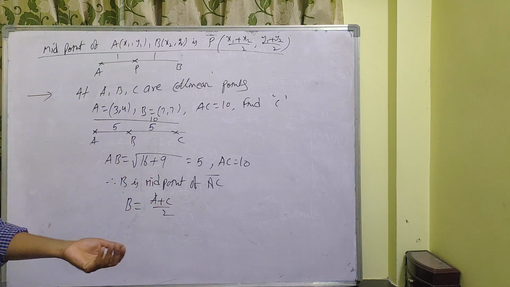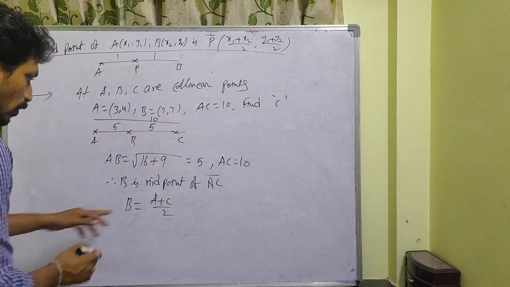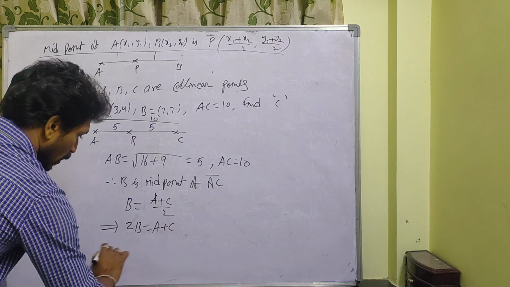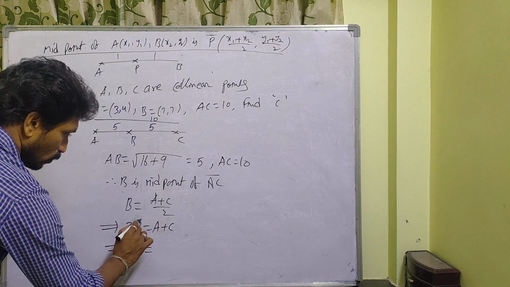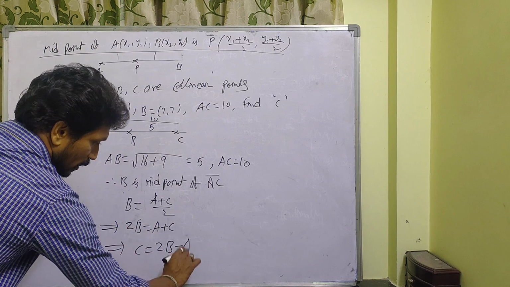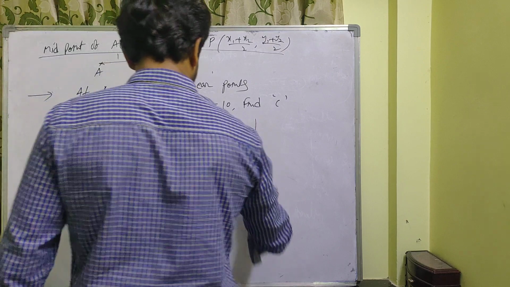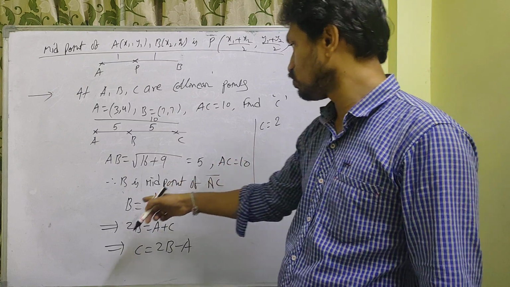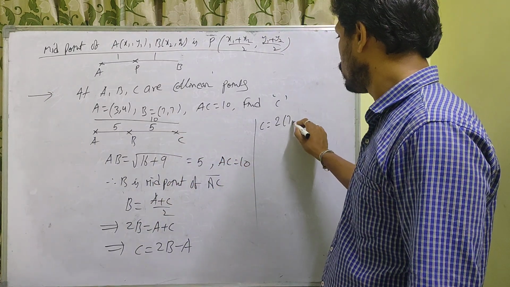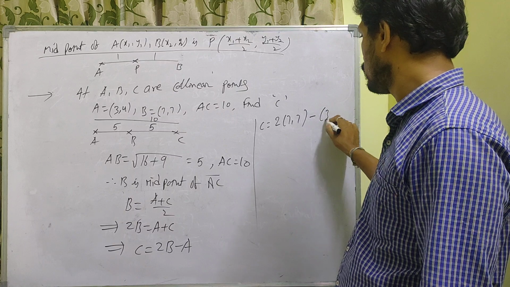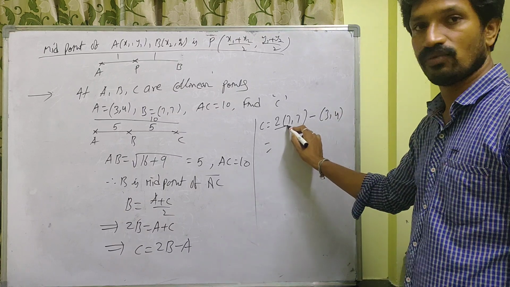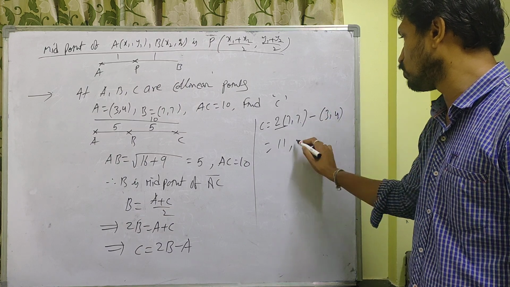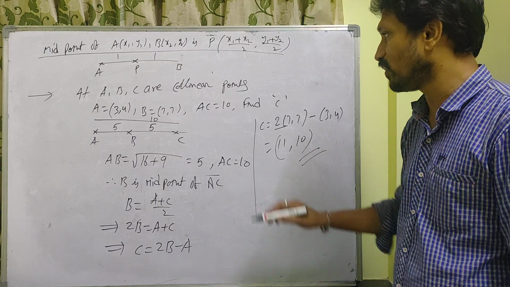So we need to find out C. 2B is equal to A plus C. That means C is equal to, transposing A to this side, 2B minus A. So C is equal to 2 into B, that is (7, 7), minus A, that is (3, 4). So 2 sevens are 14, 14 minus 3 is 11. 2 sevens are 14, 14 minus 4 is 10. So (11, 10) is our required point C.